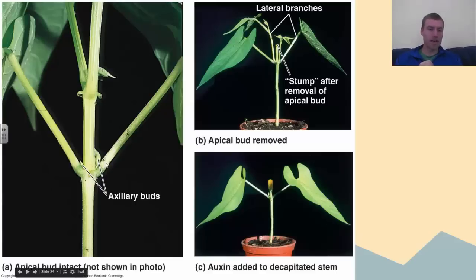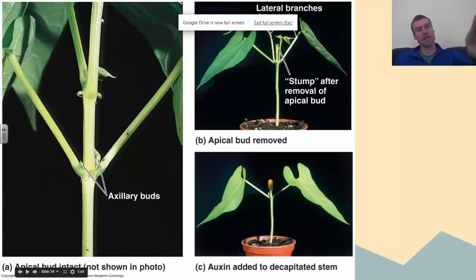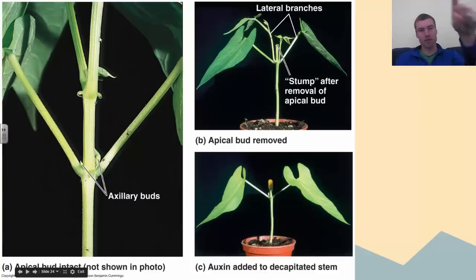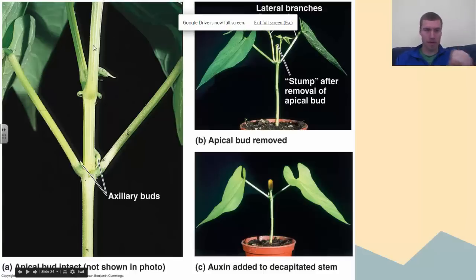So what we can see here is a plant that has some axillary buds, and you notice that these buds are not really growing at all. The apical meristem is up here towards the top of the plant. What happens is that we cut that off, so we cut the plant off right in this area. Without any auxin, because the auxin is being produced by the apical meristem, which is up here above where we're seeing, these axillary buds will begin to grow into lateral branches.